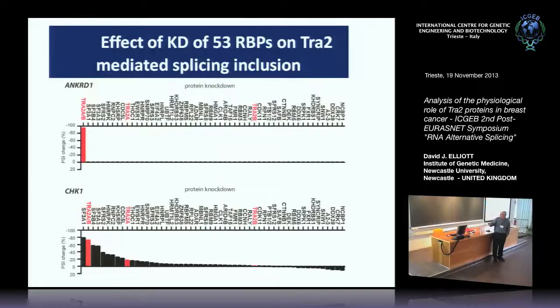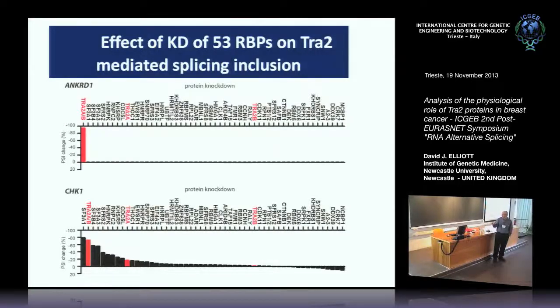So for ANKRD1, which is a constitutive exon, if you deplete any one of 53 RNA binding proteins, the only combination that we see that has an effect is depletion of Tra2 alpha and Tra2 beta together. So this constitutive exon seems to be uniquely dependent on these proteins, whereas CHEK1, which was the alternative exon, is also affected by Tra2 alpha, Tra2 beta depletion, but it's also affected by some other RNA binding proteins, interestingly, including some components of U2 snRNP.